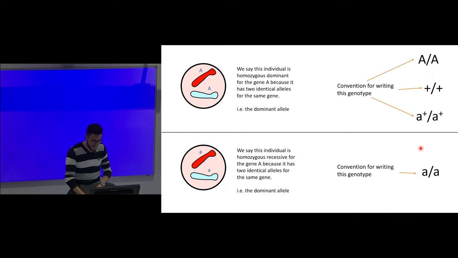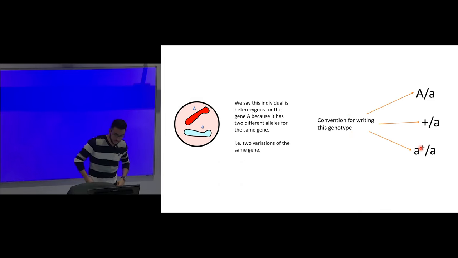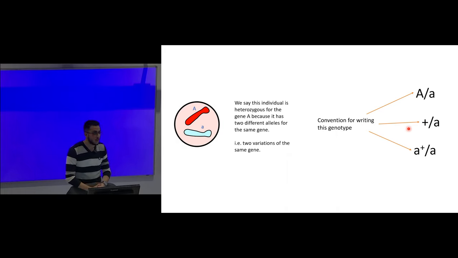Good. Okay, last one. The heterozygote. So if you have one copy from dad that is big A and one copy from mom small a, then we call this individual heterozygous for the gene A. And then the convention for writing it is either big A, small a with a slash in between, a plus slash A, or A plus slash A. Okay? Easy? Yep.